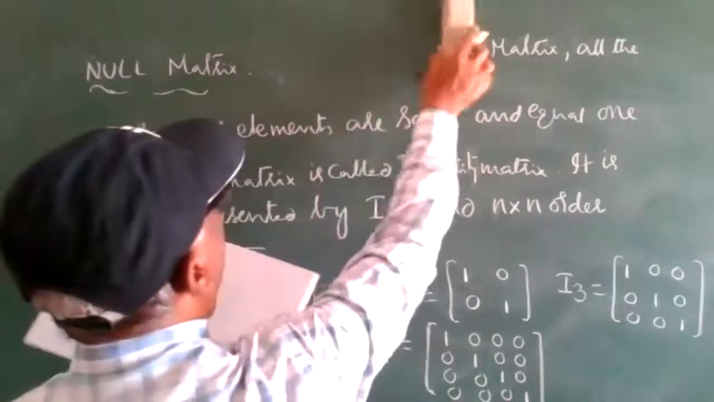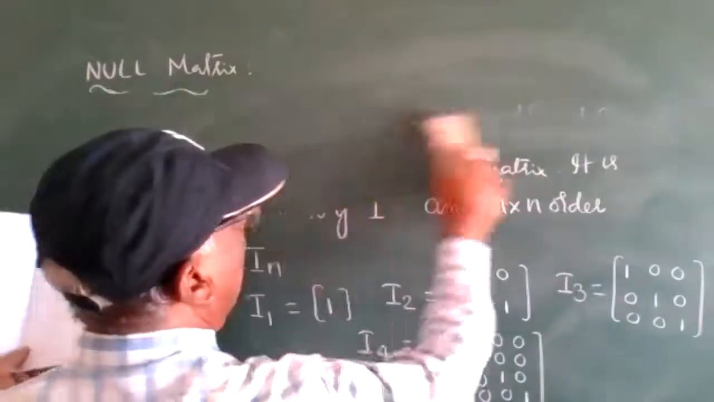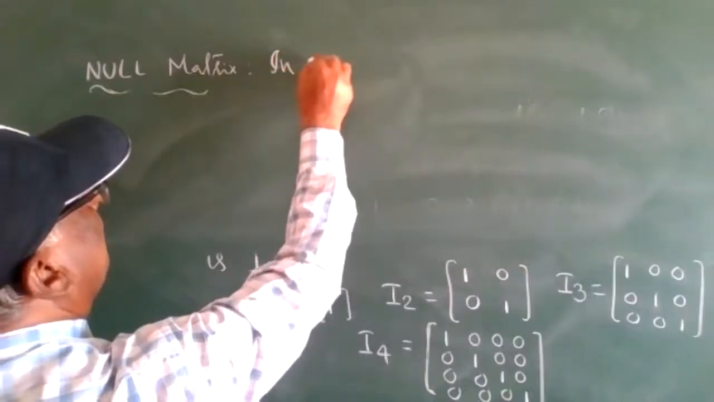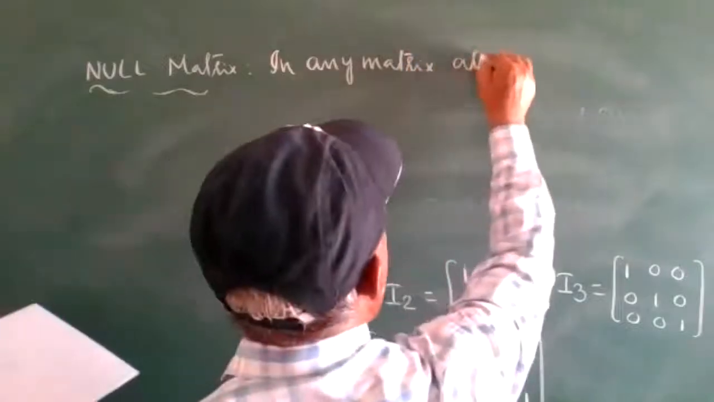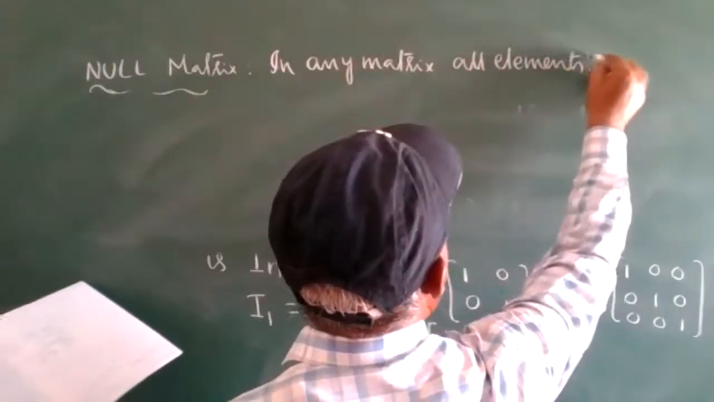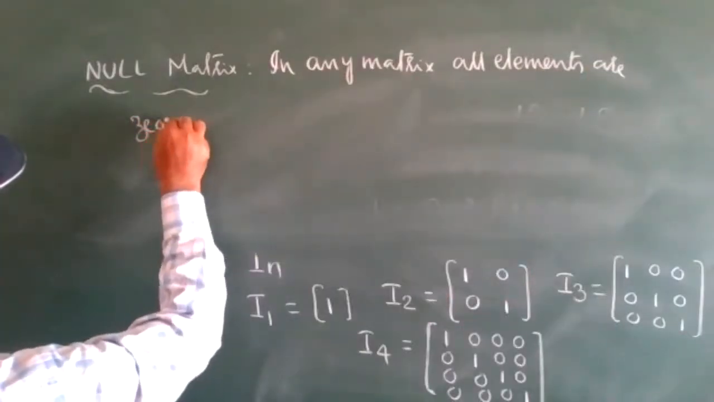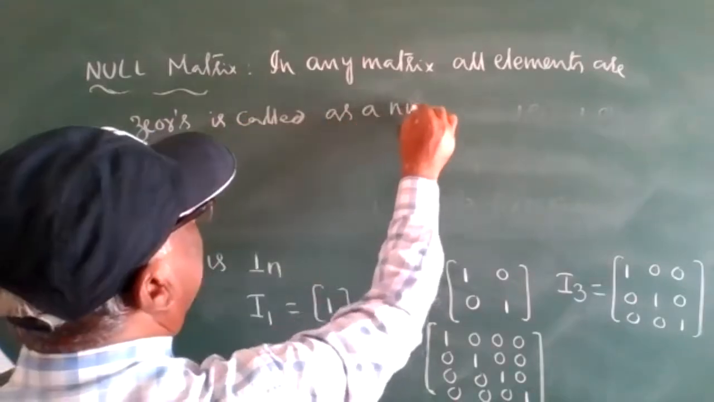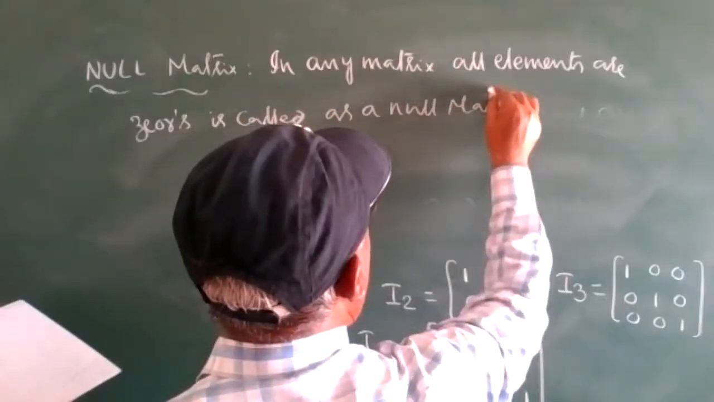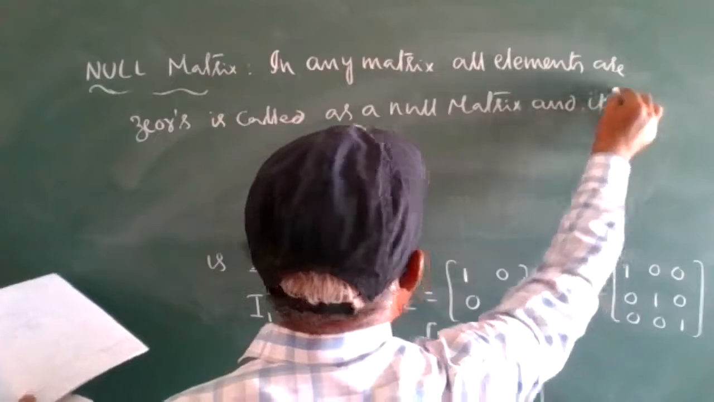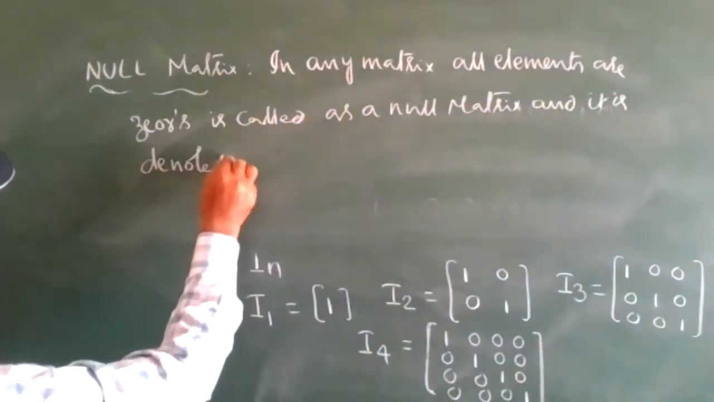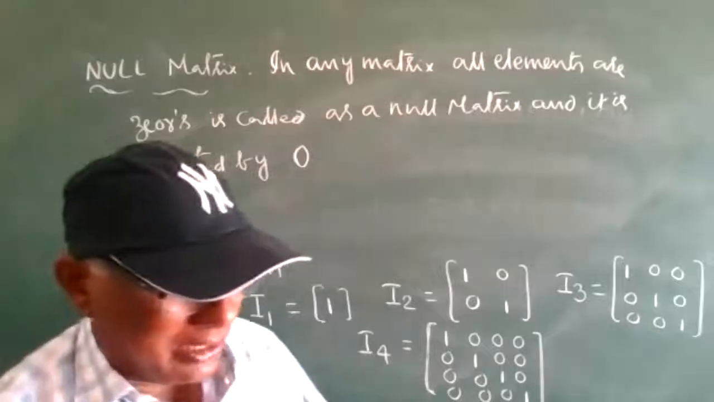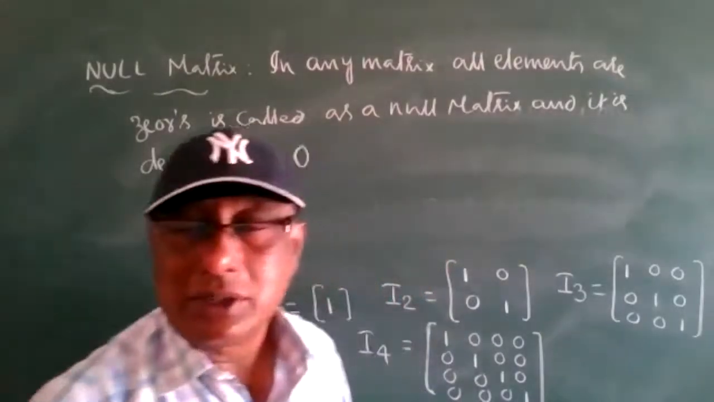In any matrix, if all elements are zeros, it is called a null matrix, and it is denoted by the letter O. Okay? Null matrix: all elements are zeros, no question of numbers, all elements are zeros.